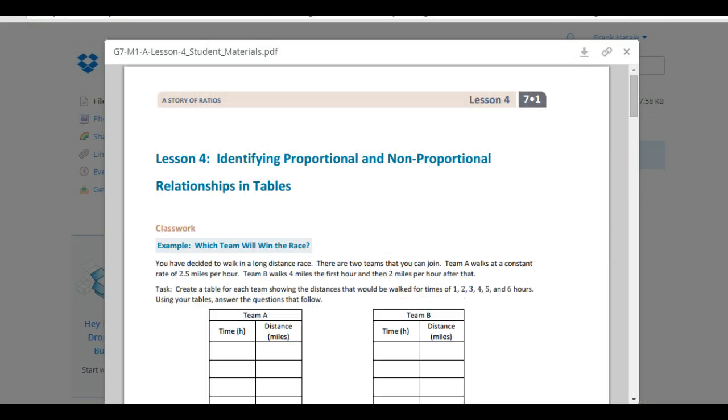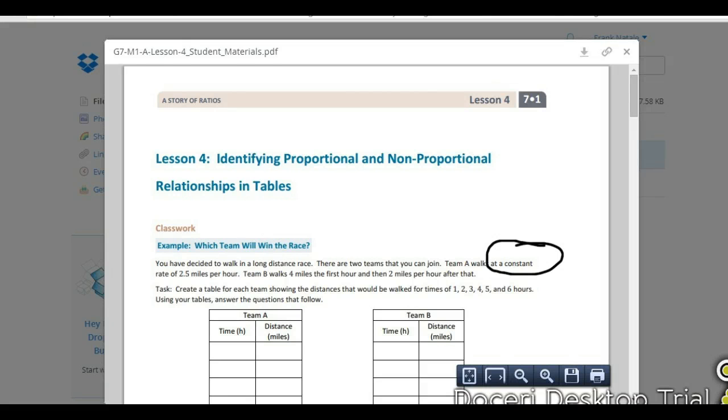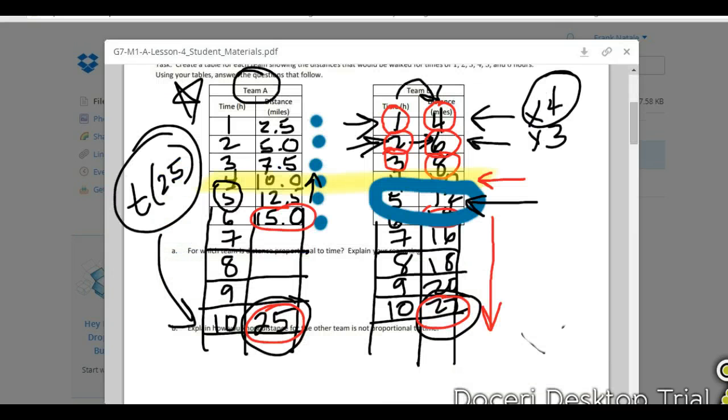So I'm going to go back here. I just lost something, so I have to find my recording again. Bear with me. We were applying the formula here. We said we knew 12. This is for team A again. 12 equals the distance, and so we had time times 2.5.